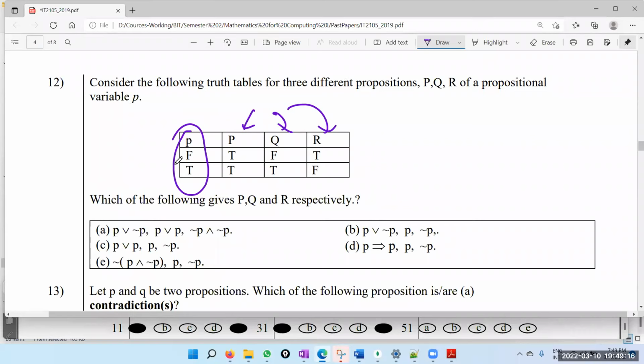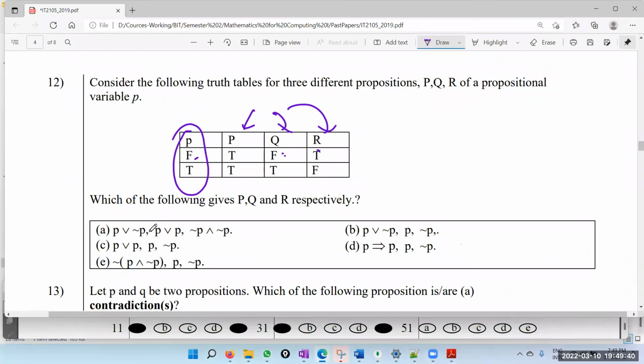That should not be a big issue. These both are true here, and this is the same as this one, and this is the opposite. Unfortunately, we may have to draw the truth table and find it. First one: p or not p.